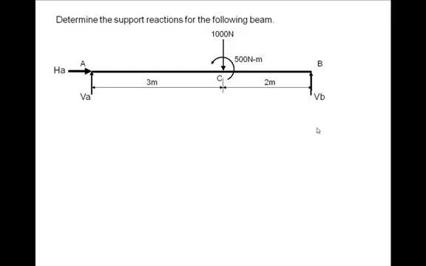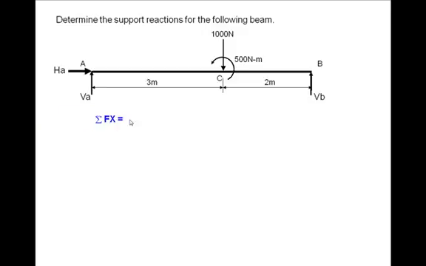This beam AB is subjected to a 1000 Newton load, a 500 Newton meter moment, reaction force HA, reaction force VA, reaction force VB. And all these together are keeping the beam in equilibrium. It means all these forces and moment together should obey our three equilibrium equations, that is sigma Fx = 0, sigma Fy = 0, sigma M = 0. These equilibrium equations are explained in video 3. We will now use them. So I just keep writing these three equilibrium equations.